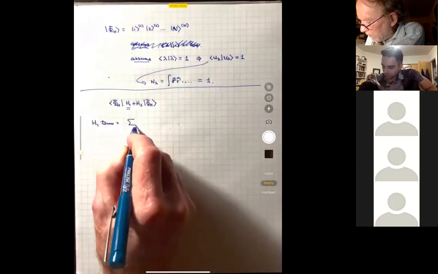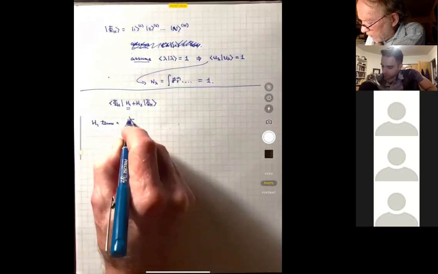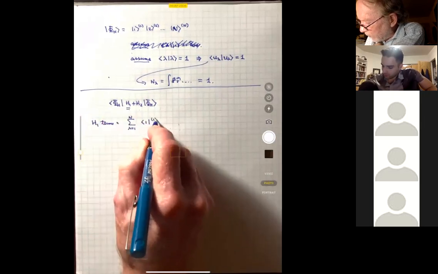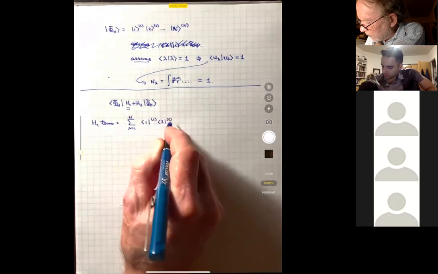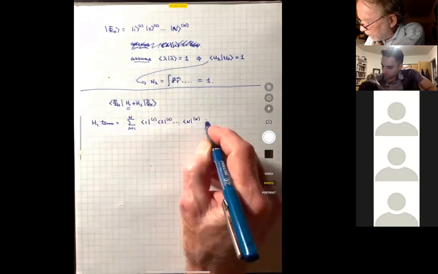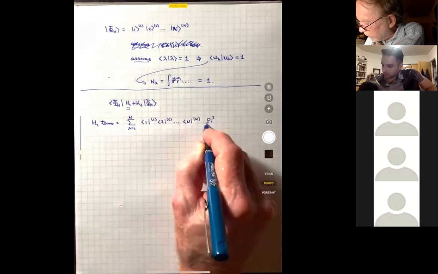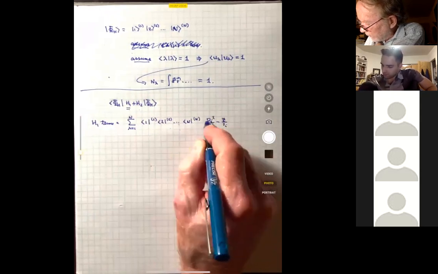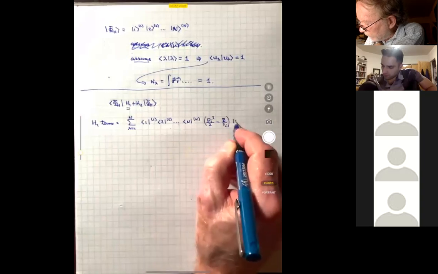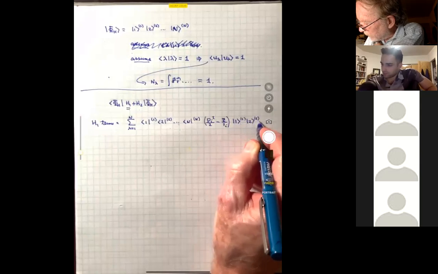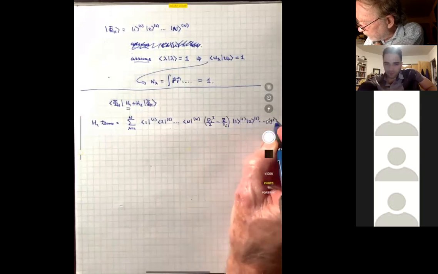For the H1 term, it's going to look like this. It's going to be the sum over lambda equals 1 to n. Phi Hartree as a bra is bra 1 for particle 1, bra 2 for particle 2, out to n for particle n. The operator in the middle is p_i squared over 2 minus Z over r_i. And then we have ket 1 for particle 1, ket 2 for particle 2, out to ket n for particle n.